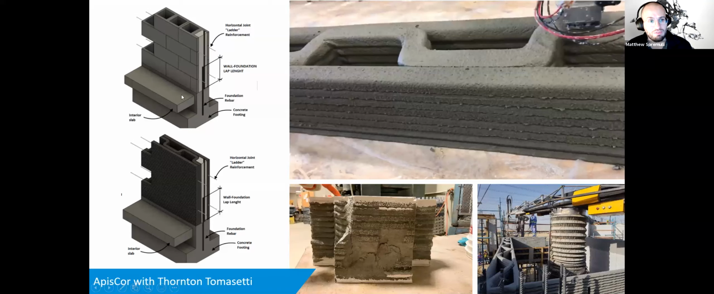So here's a before of how CMU block or concrete masonry units would compare to the concrete printer. And so they basically have to come up with the engineering specs. They're working together now, these two residents.